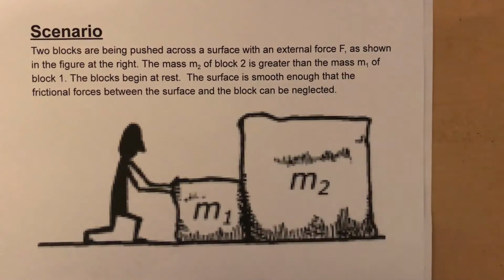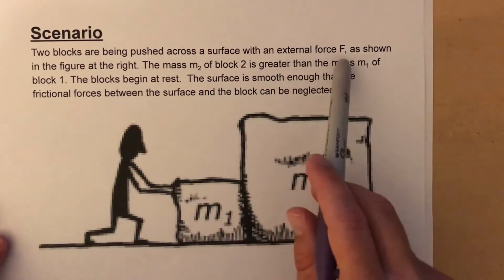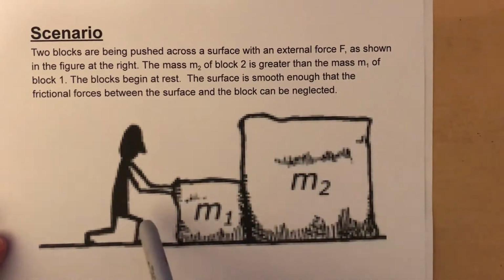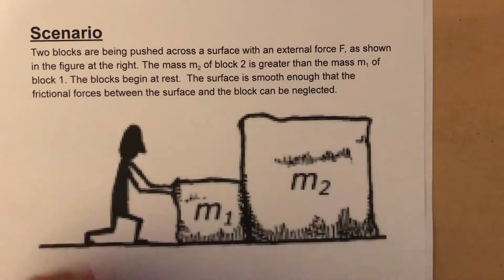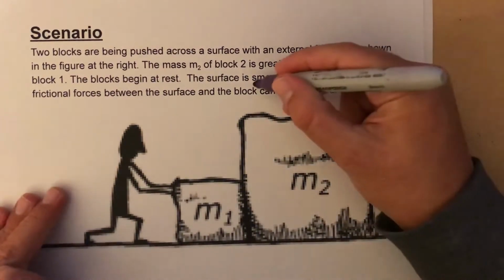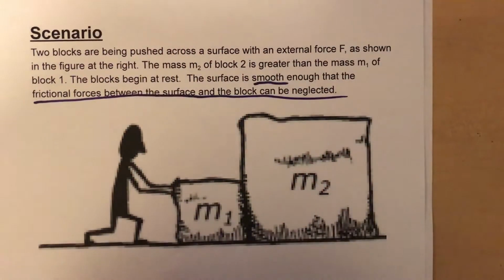So in this one it says that the two blocks are being pushed across a surface with an external force F, as shown in the figure at right, well it's down here. The mass M2 of block 2 is greater than the mass M1 of block 1. The blocks begin at rest. The surface is smooth enough that frictional forces can be neglected. So don't worry about friction at all.